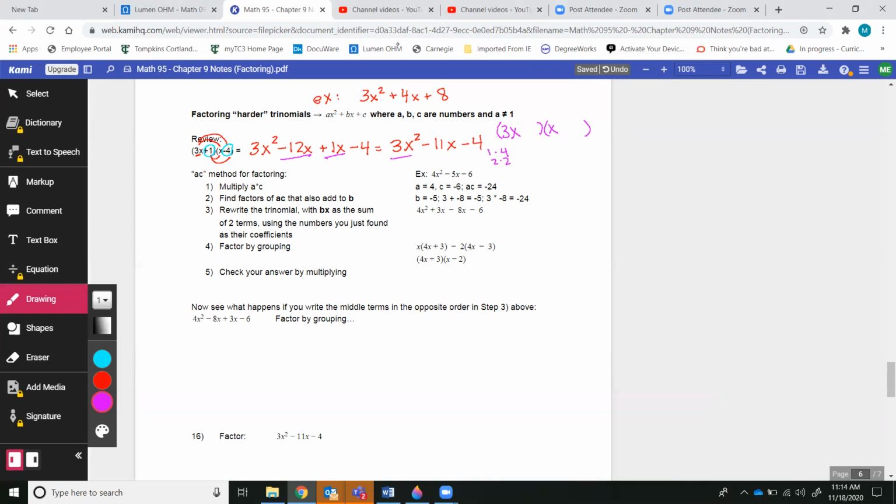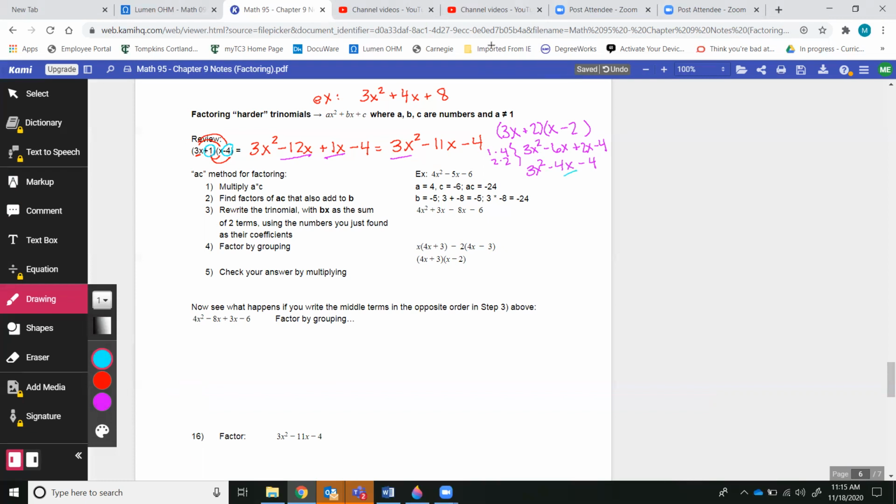So let's pretend I tried one time, okay, +2 and -2. Well, what happens now is that I get 3x times x is 3x squared minus 6x plus 2x minus 4. So I would get 3x squared minus 4x minus 4. And as I said to you before, here's what often happens. Your first term is correct. Your last term is correct because you chose numbers that did that. It's your middle term that's not.